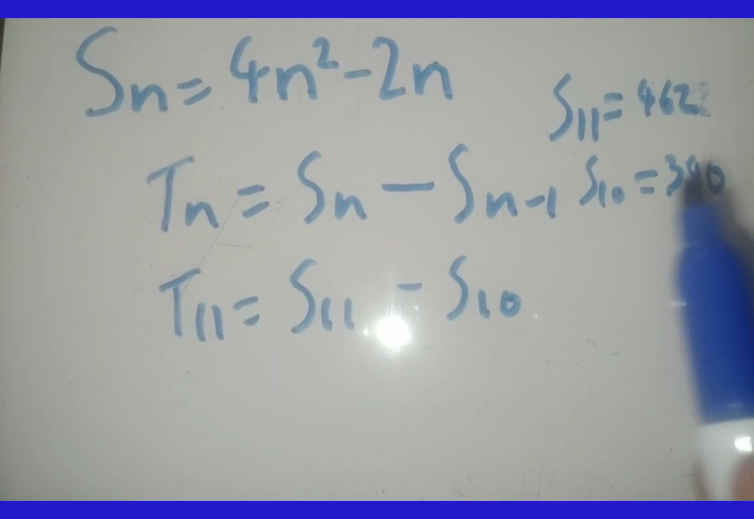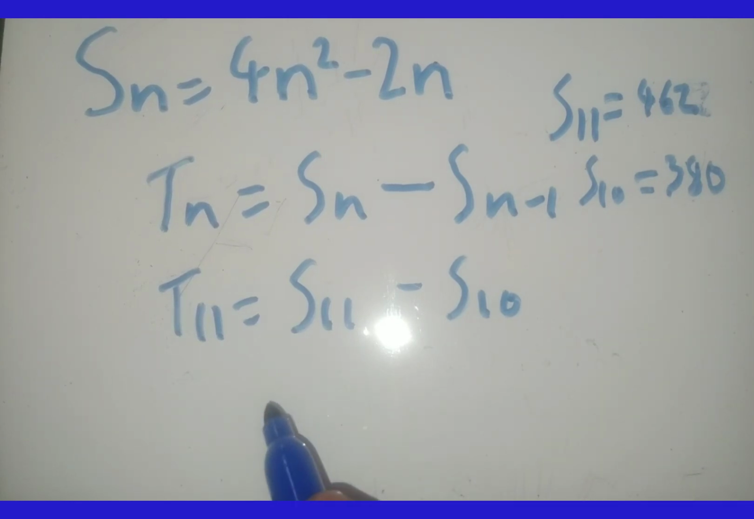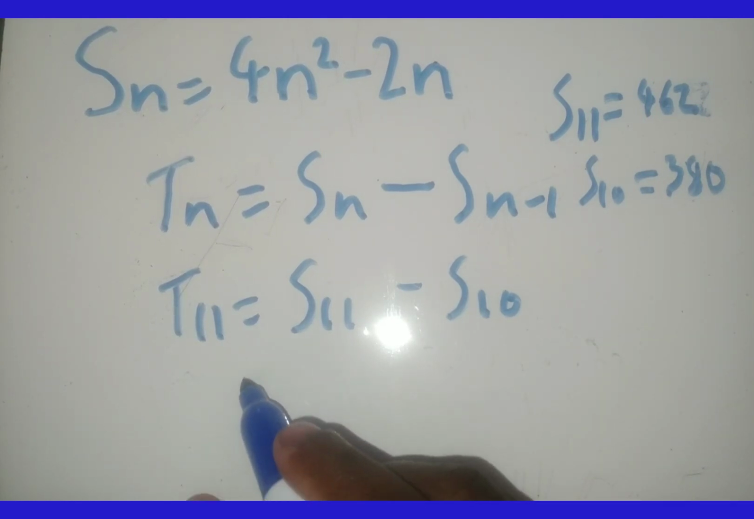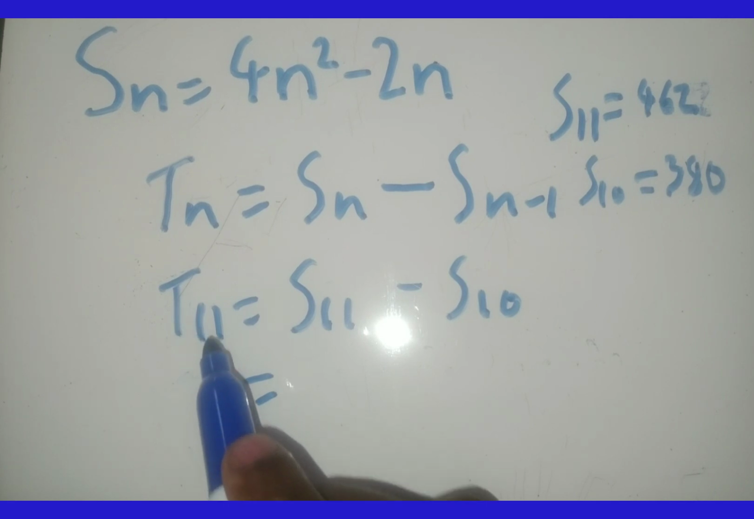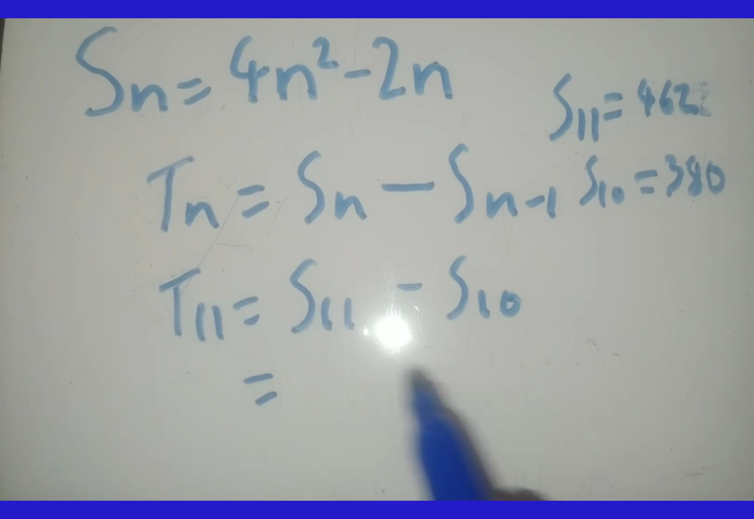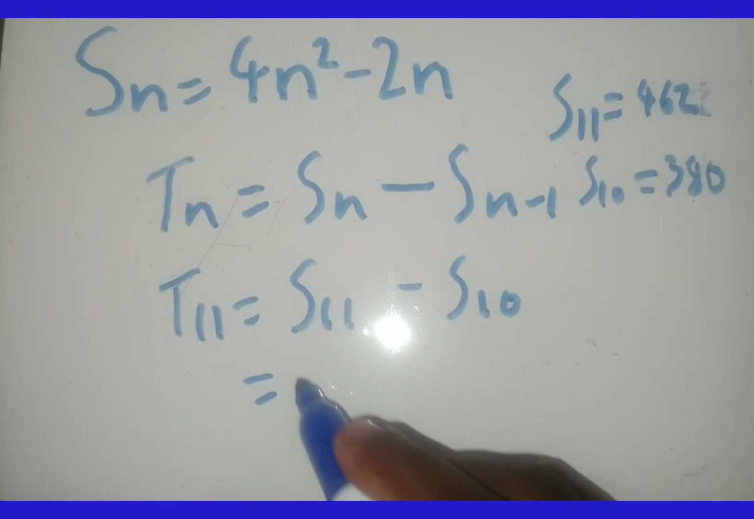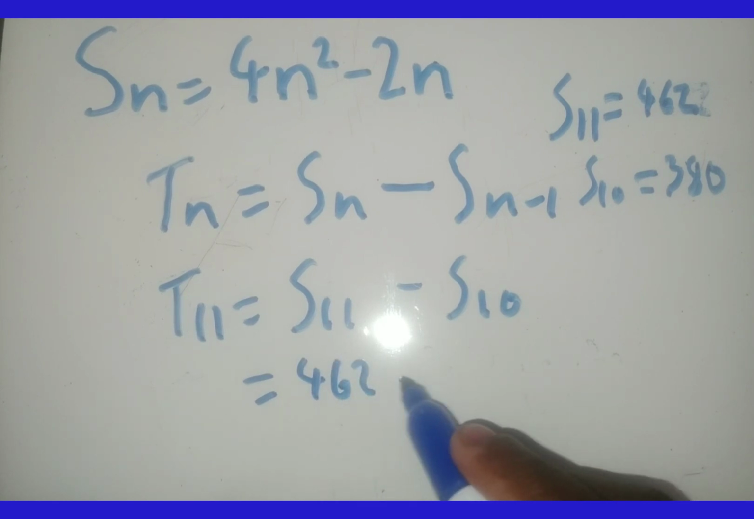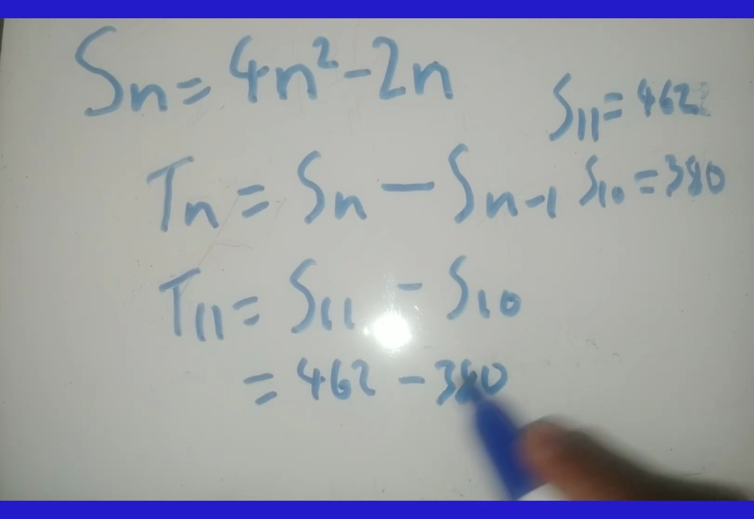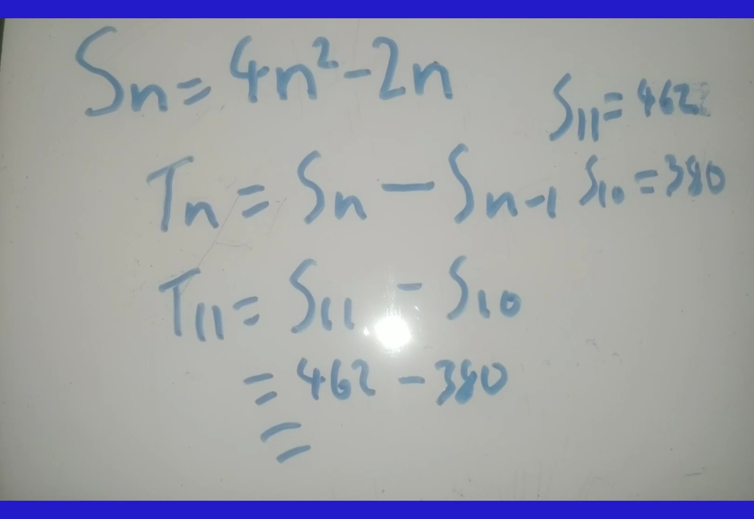So since we found the sum of 11 terms and the sum of 10 terms, we can proceed to find term 11. Term 11 is equal to the sum of 11 terms minus the sum of 10 terms. So it's going to be 462 minus 380, and that should equal 82. You can verify that with me, not using a calculator. Okay, so it should be 82.